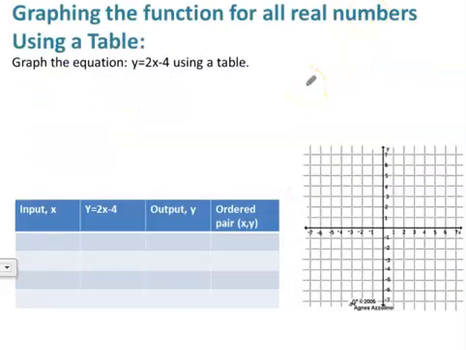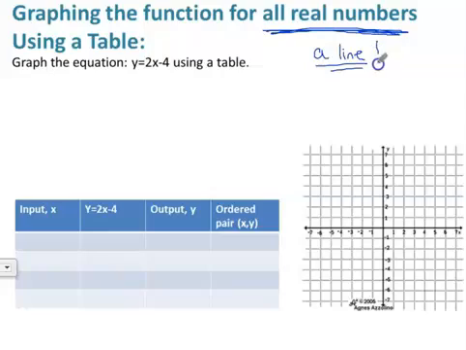If we are graphing a function for all real numbers, this is when we're going to get a line when we graph, because we're not given just a set of a couple specific domain values. It's telling us to graph the function for all real numbers. So it's going to include every single possible value that we could plug into this function. So when we graph it, we're going to get a line. Whenever you are graphing a function for all real numbers, you're going to get a line when you graph it.